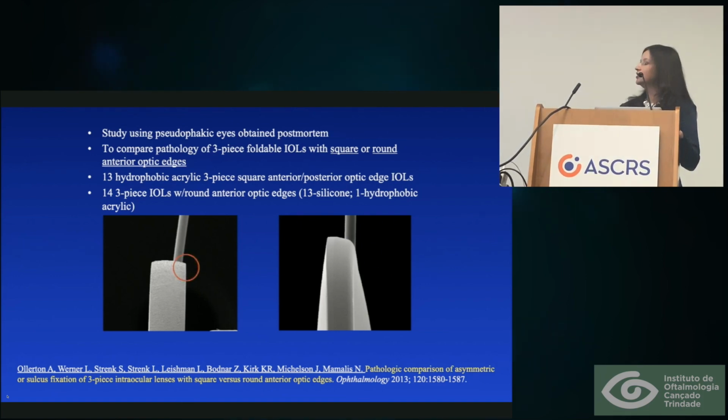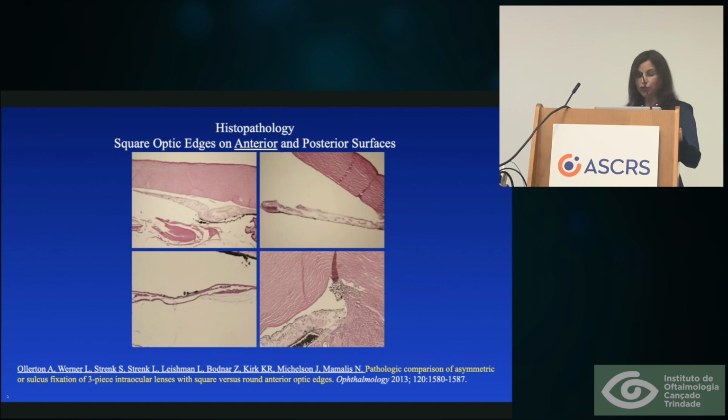You can appreciate here in these scanning electron photomicrographs the differences between round and square edges and polished and unpolished edges. It was very interesting because in the eyes with the IOL having a square optic edge, not only on the posterior surface but also anterior surface, we had very significant findings such as a disruption of the posterior surface of the iris, the pigmentary layers. You had atrophy of the iris, you had thinning of the iris.